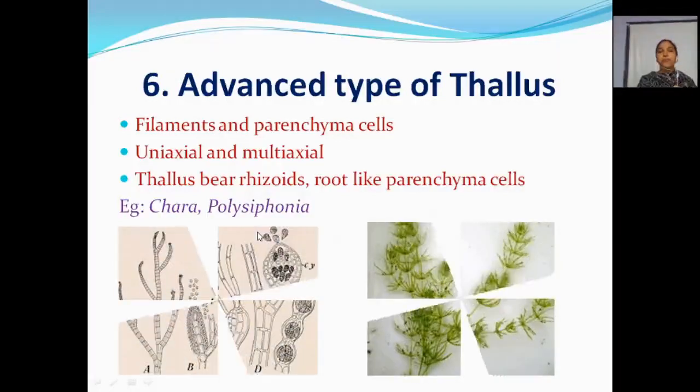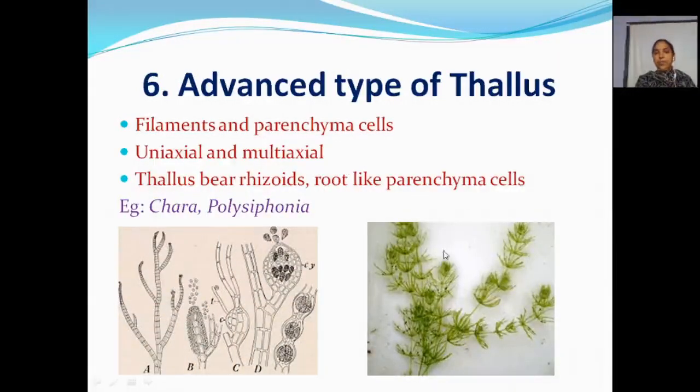See the picture. This is Chara. Chara, you see, Chara having an erect system, that axis and branches also. That is, I already told, uniaxial and multi-axial. This is multi-axial. Nodes and internodes. This is internode, this is node. From node, lateral branches arise. At the base, there are rhizoids also. This is an advanced type. And you can see, it looks like some of our aquatic hydrophytes.